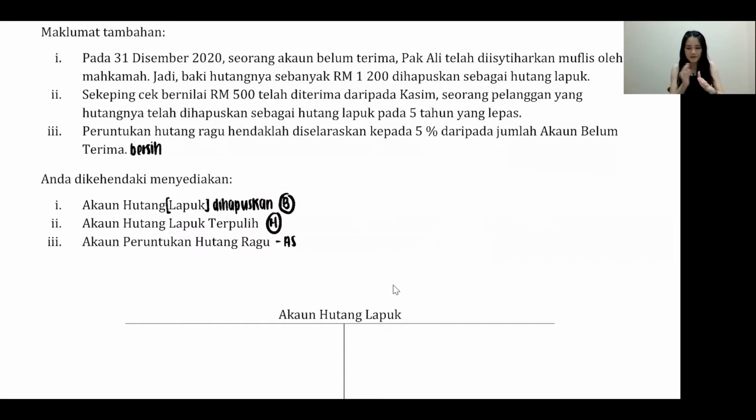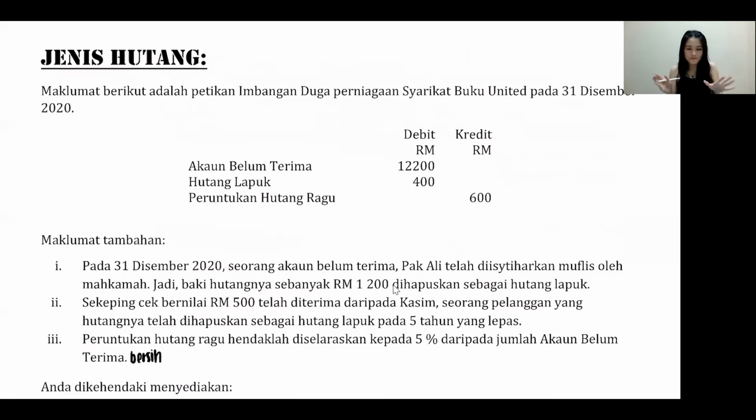Okay, so beginning by this imbangan duga here. Now they say, maklumat berikut adalah petikan imbangan duga perniagaan syarikat Buku United pada 31st December 2020. Say, even though it's written imbangan duga pada 31st December, it doesn't mean that we will view these items as baki HB. Instead, we will look at it as baki BB. So let me tell you what's the reason for it, okay?